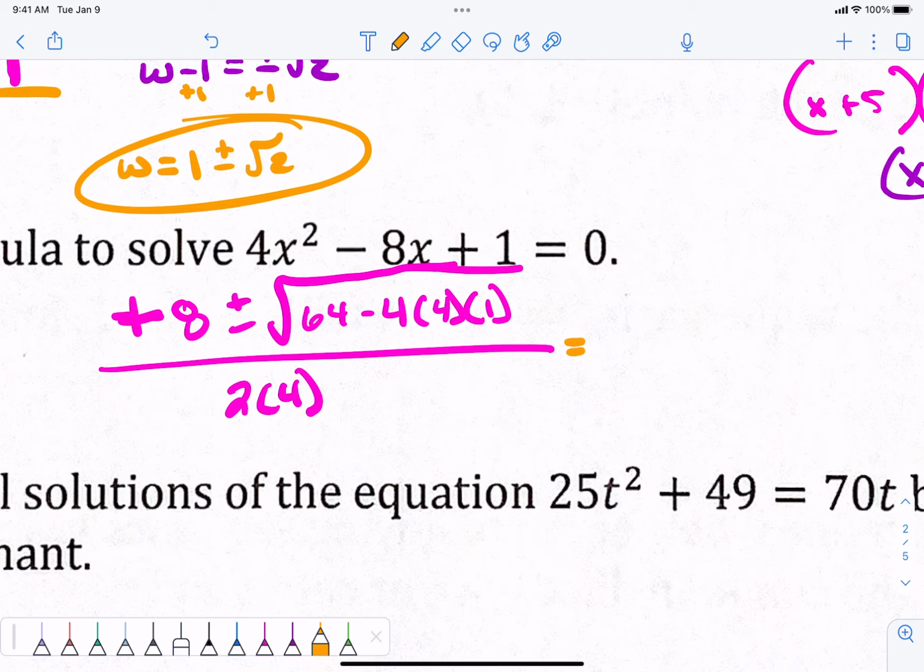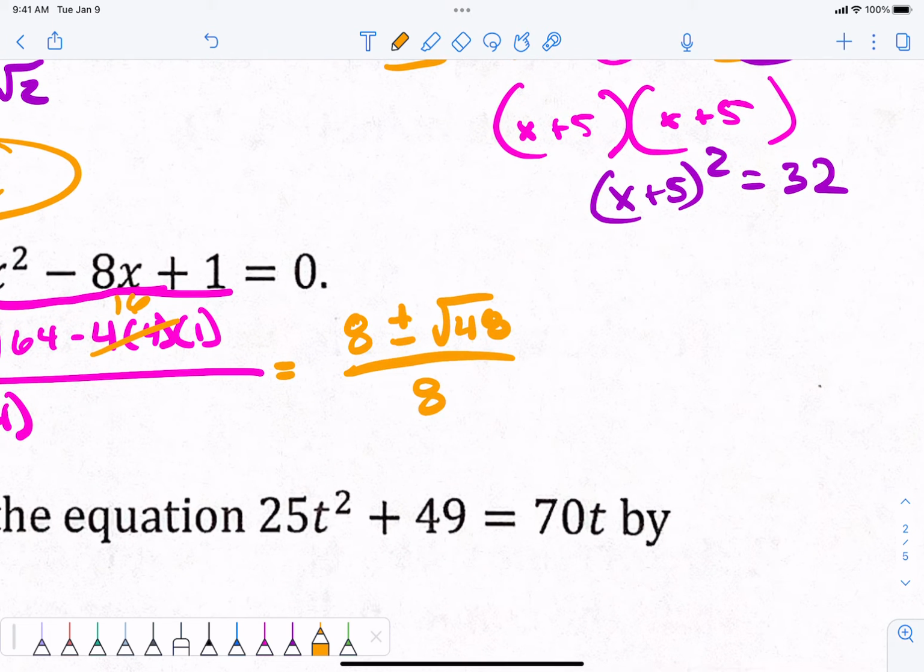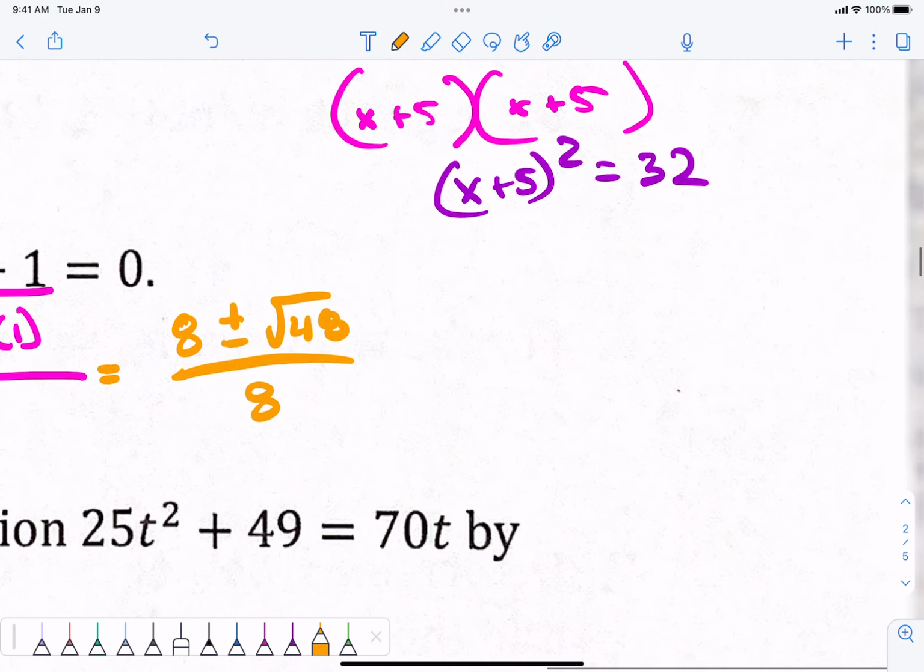So you plug it all in and then the answer is this. 8 plus or minus the square root of 64 minus 16, which is 48, all over 8. Now wait a second. We can't take 8 out of 48 because it's inside the square root. But we can break 48 down.